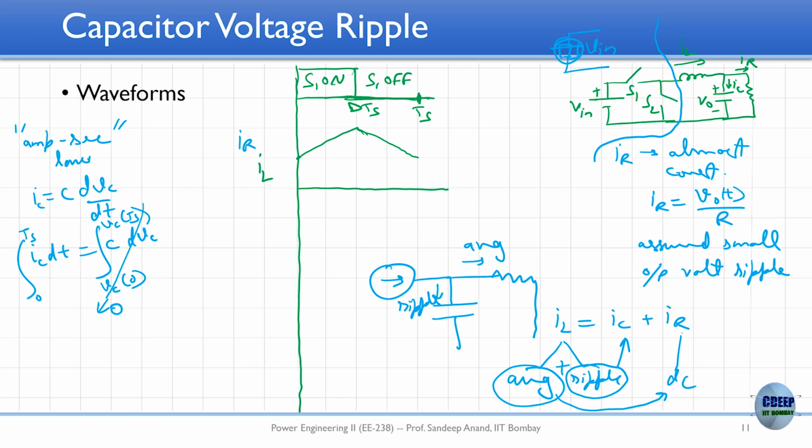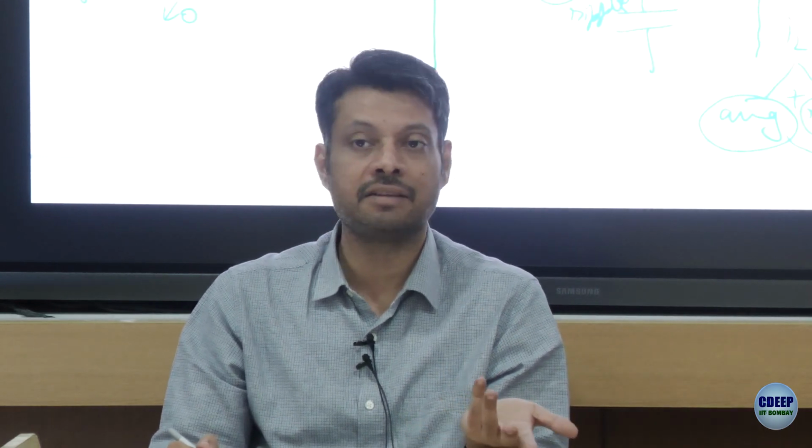IR, we have just seen, will not have significant ripple current, it will be DC current only. And IC cannot have a DC current because its integral will be equal to 0. If you push a DC current, then the integral will never be equal to 0. So IC can only have ripple, IR can only have DC value in this scenario. So the only matching possible is that the average component of the inductor goes into IR, the ripple component of the inductor goes into IC. Is that fine?